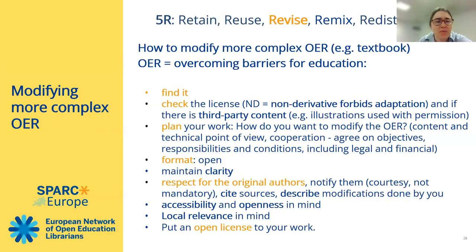When we have to modify a more complex open educational resource, we have to ask more questions and take more steps. The first point always is to find it and then check the license. Again, non-derivative forbids adaptation. And also check if there is third-party content, for example, some illustrations which are used with permission. This is important to know, and then ask for permission or use another material.